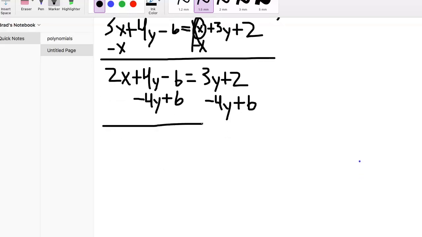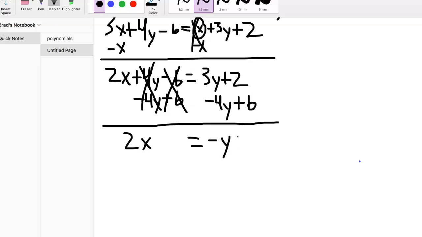Now what do we have? Right, so the 4y and the negative 4y equals 0, so we'll cancel those out. The negative 6 and the positive 6 cancel out. Now what we're left with is 2x. Starting to look better, right? We've got that x by itself at least, except for the 2 there. So 3y minus 4y is negative 1y, or just negative y. And 2 plus 6 is 8. So we have negative y plus 8.